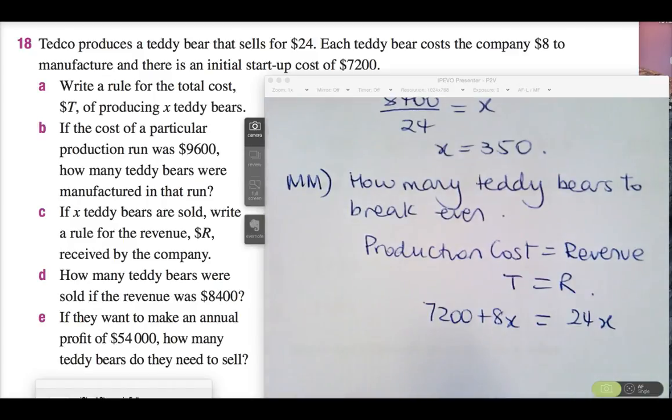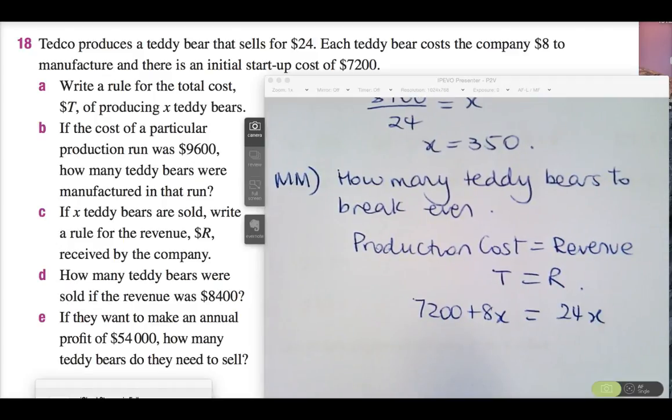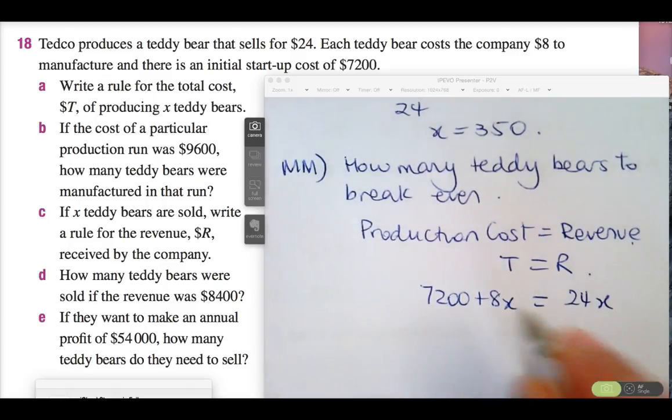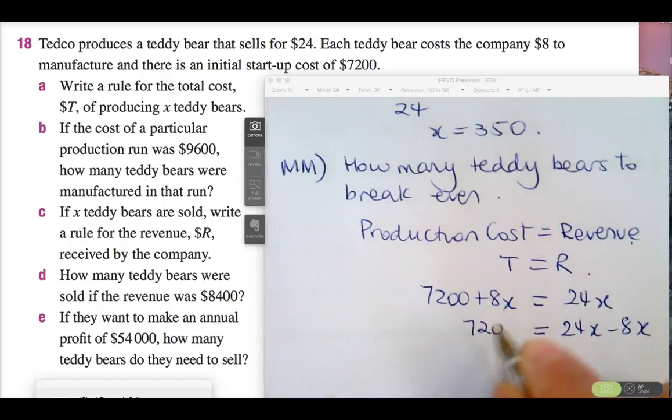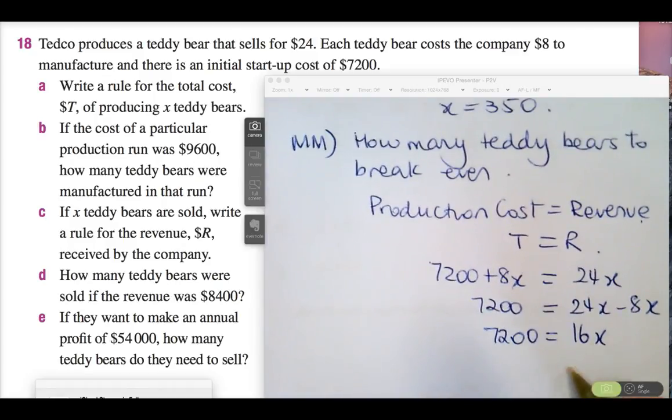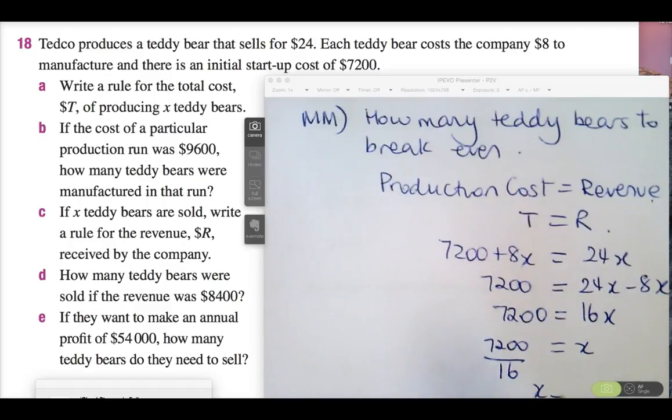Question, I've just made this one up. How many teddy bears to break even? That means no profit and no loss. That means production cost equals your revenue. You're just going to get your money back. So we've got 24x minus 8x is 16x. And now we're going to divide by 16.